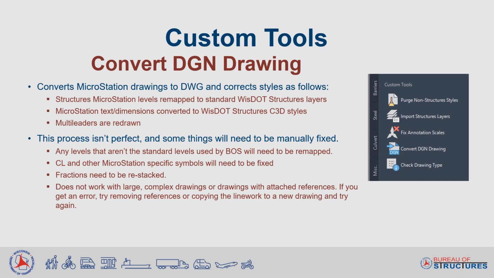This process isn't perfect, and some things will need to be manually fixed. Any levels that aren't the standard levels used by the Bureau of Structures will need to be remapped. CL and other MicroStation-specific symbols will need to be fixed. Fractions will need to be restacked. It also does not work with large or complex drawings or drawings with attached references. If you get an error, try removing references or copying the line work to a new drawing and try again.